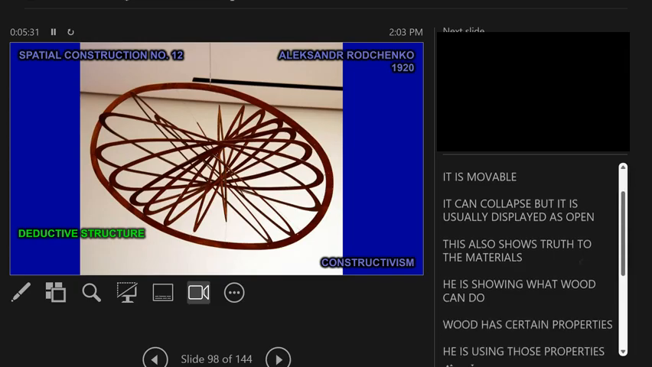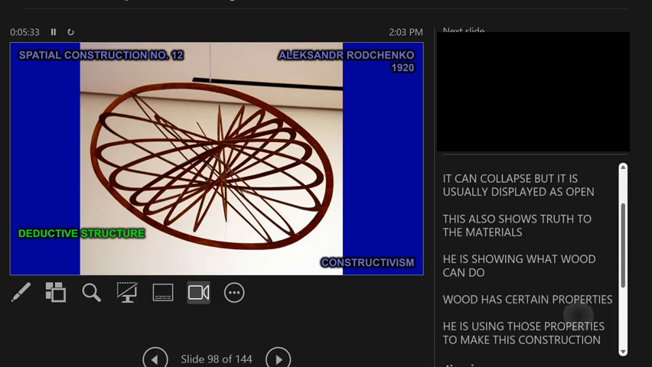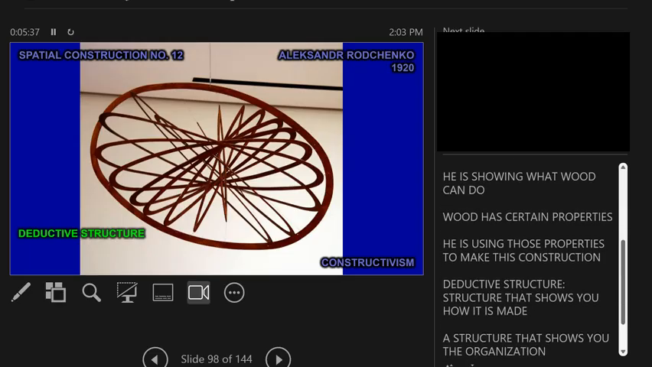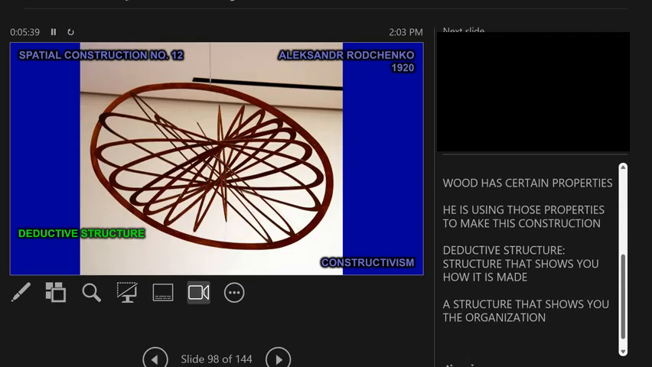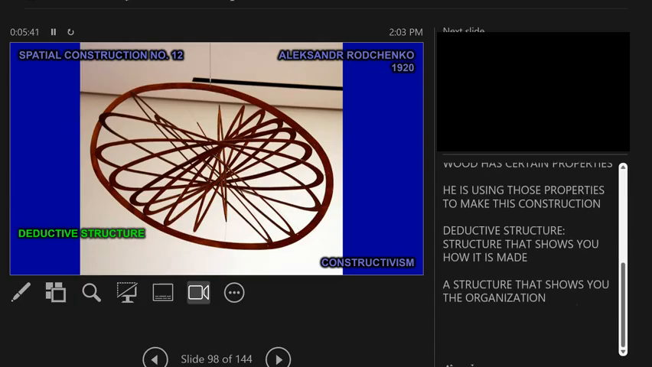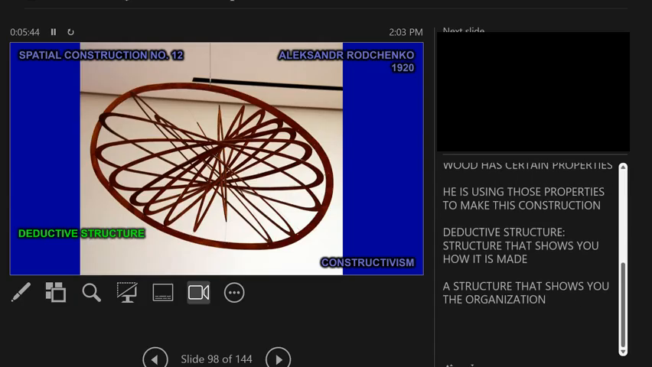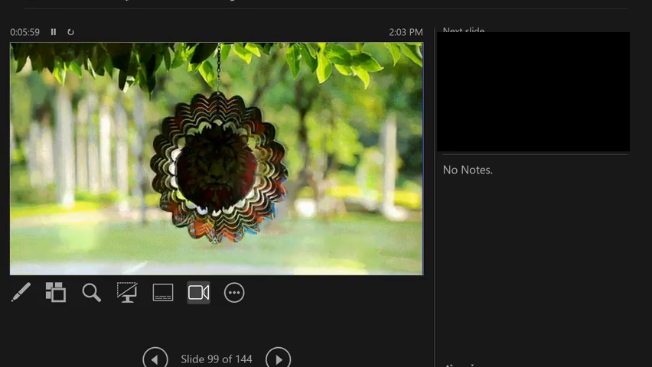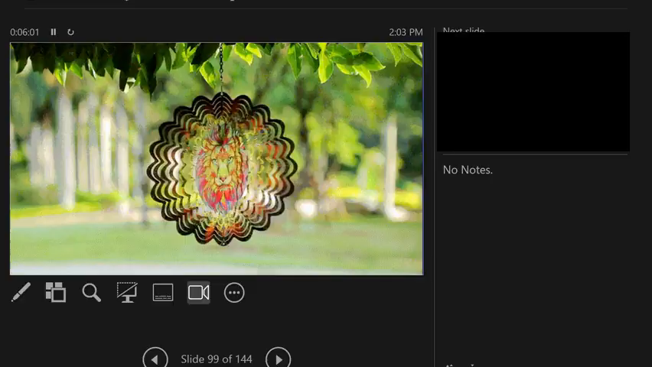So it's movable, it can collapse, but it's usually displayed as open. This also shows truth to the materials. It's showing what wood can do. Wood has certain properties, and he's using those properties to make this construction. So this becomes a deductive structure, a structure that shows how it's made, a structure that shows you the organization. And this is constructed much like what we have for a garden decoration that blows in the wind.